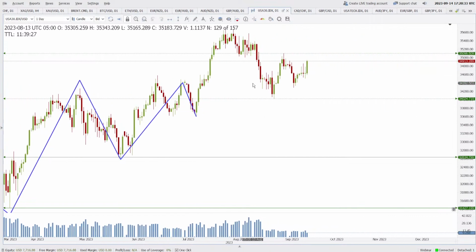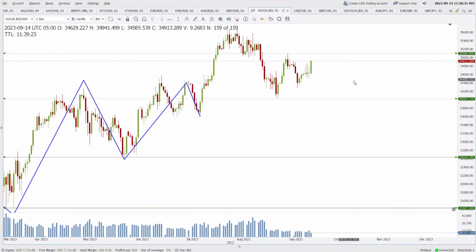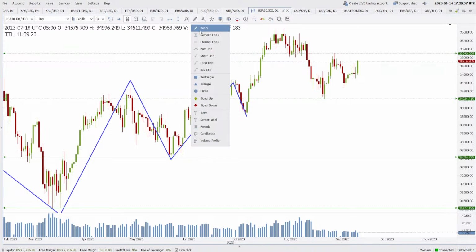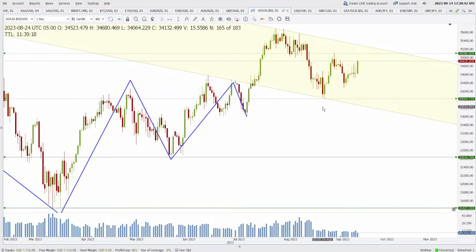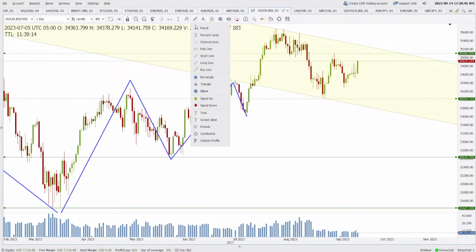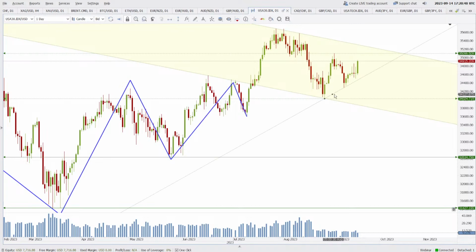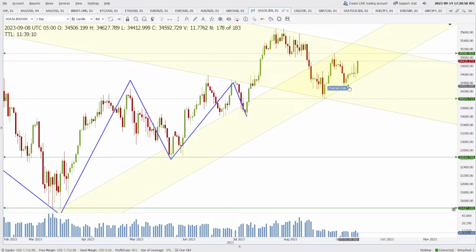US 30 finally has started an up move, but will this up move sustain for a long time? Well, this channel here may give you one answer. If the price comes here and then gets rejected, you may see... let's see how things unfold.